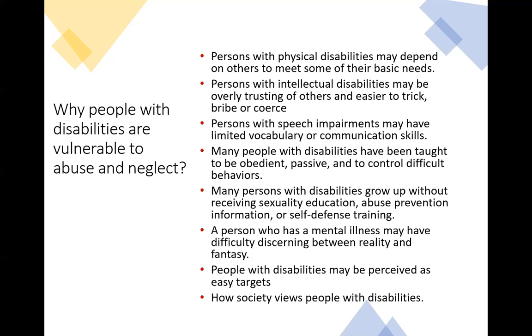A person who has a mental illness may be vulnerable to victimization if they have difficulty discerning between reality and fantasy, and/or are dependent on others for care. People with disabilities may be perceived by offenders as easy targets, and society in general tends to view people with disabilities as non-sexual, lacking intelligence, and not credible witnesses.